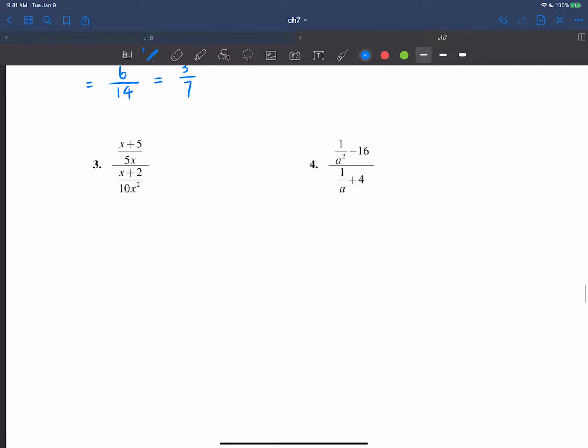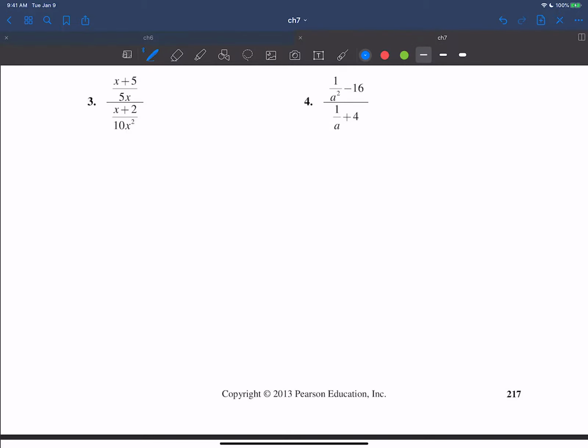Moving on to number 3. x plus 5 over 5x over x plus 2 over 10x squared. First, highlight all the denominators. We have 5x, we have 10x squared. Your job is to find out the least common denominator of these two parts.